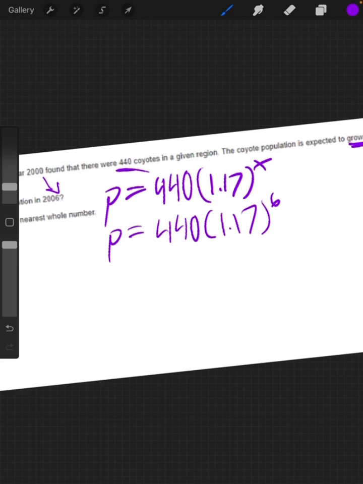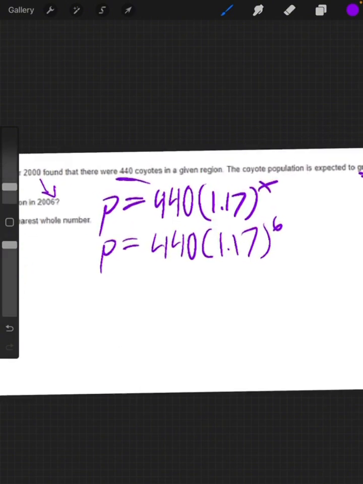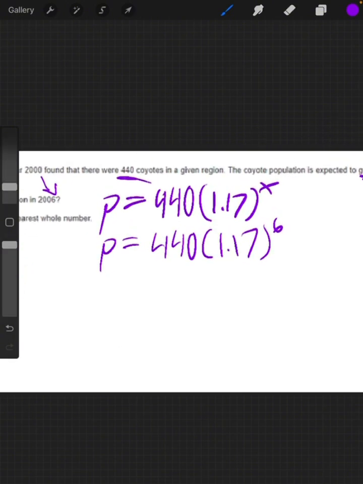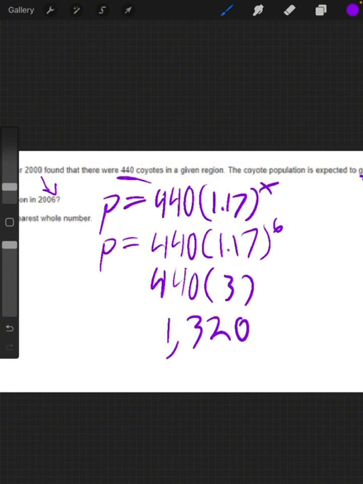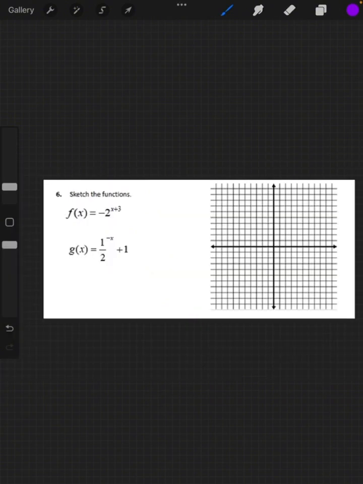It's a really long number when you put it to the power of 6. But it says to round to the nearest whole number, so we'll just round to 3. So we got 440 times 3. And that would equal 1,320.